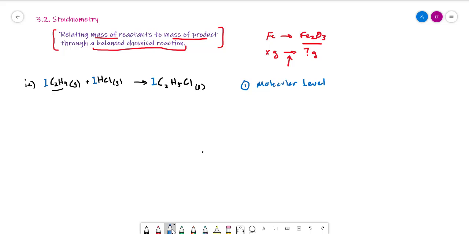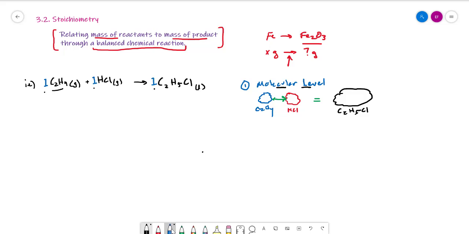Literally, what you have happening is a C2H4 molecule. We'll just draw it like this. You have one of those, and it's going to literally collide with an HCl molecule. These two things are going to run into each other, and when they do, they're going to produce one new unit of the C2H5Cl, the ethylene chloride gas. So this is happening at the molecular level. Remember, there are probably trillions of these reactions occurring simultaneously, but that's what this balanced chemical reaction tells us: that it's 1 to 1 to 1, and that's what's happening.